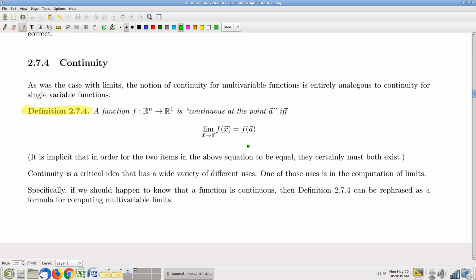But now, let me take the same statement and take it a little backwards and point out, if you should happen to know that a function is continuous, that's a big if, you've got a handy dandy formula for computing limits. You want to compute this limit? Bam, there's your answer. Just take this point a that you're approaching, plug it in as the x that defines the function. There you go.